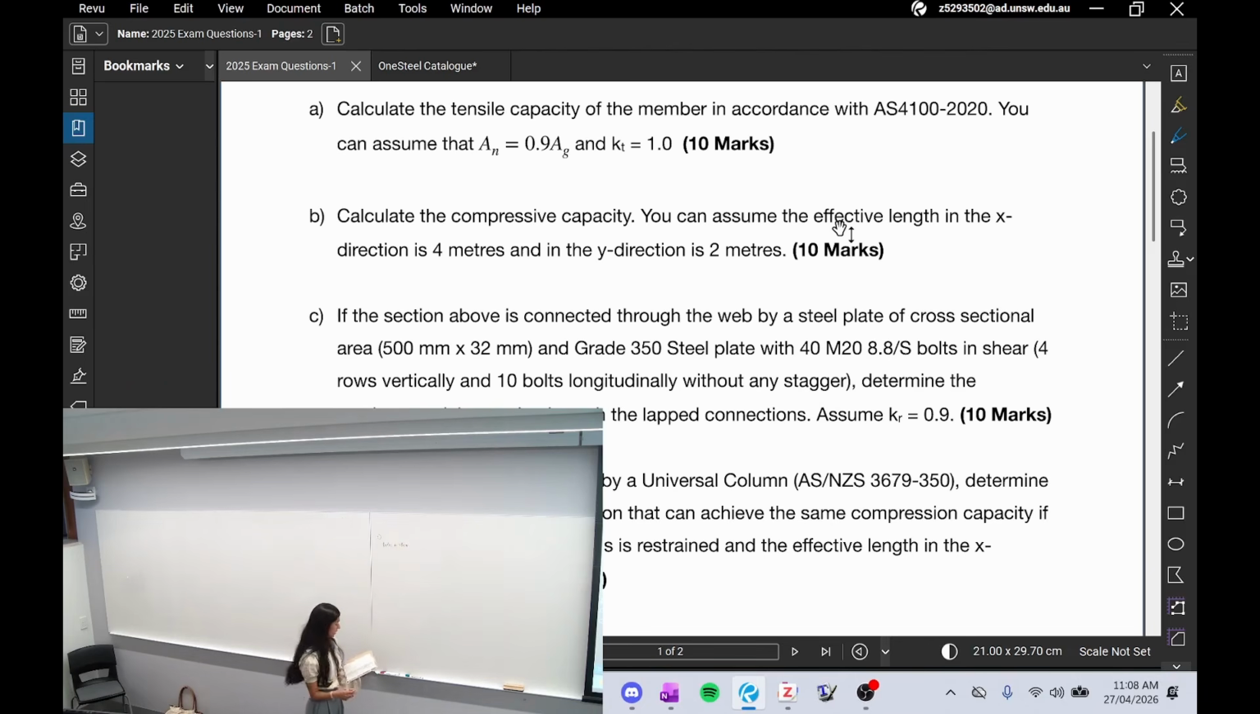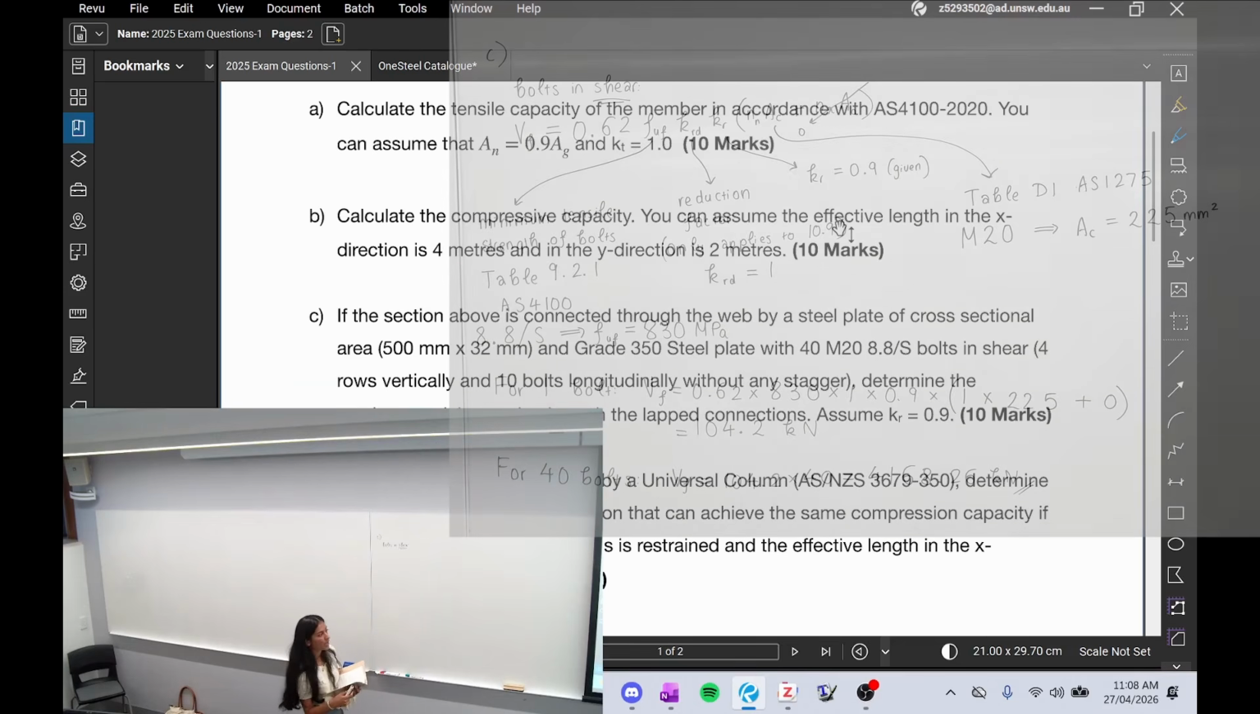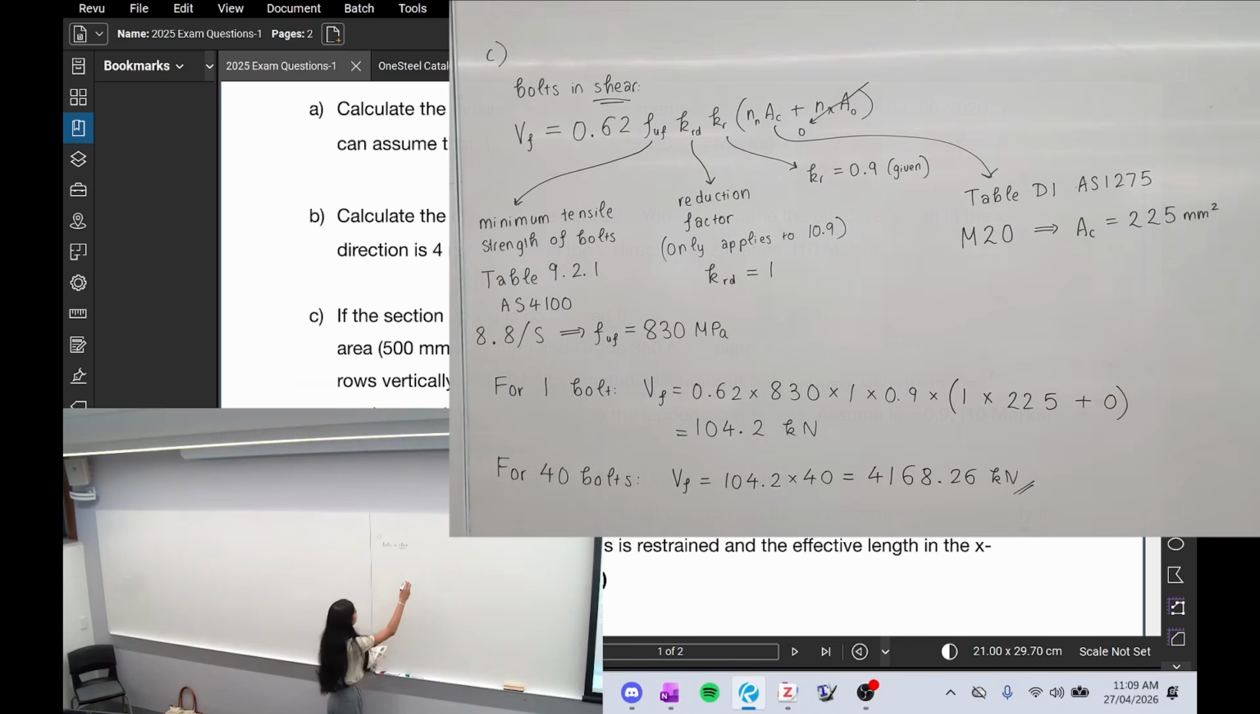Okay, so the key thing for this part is that our connection is using bolts, and those bolts are in shear. They are asking us to find maximum axial capacity. So what they want you to find is V subscript f. And there are different formulas for V subscript f, and the one that you use depends on your type of connection and how it is connected. So they've specified that it's going to be in shear.